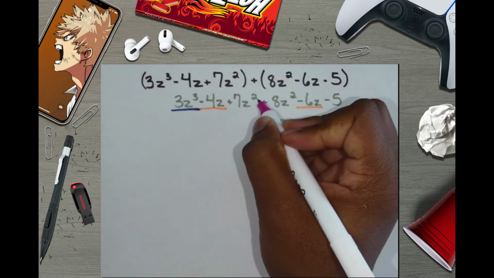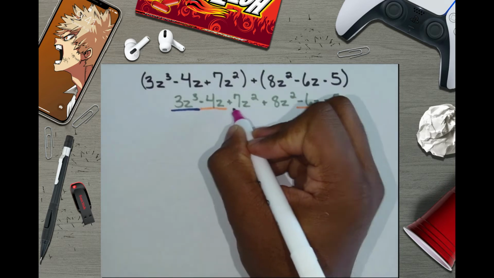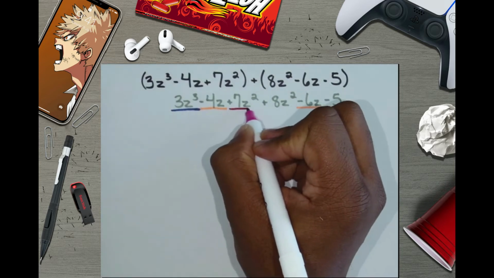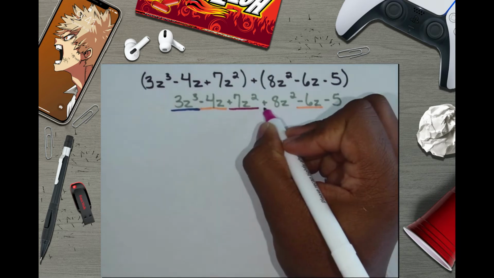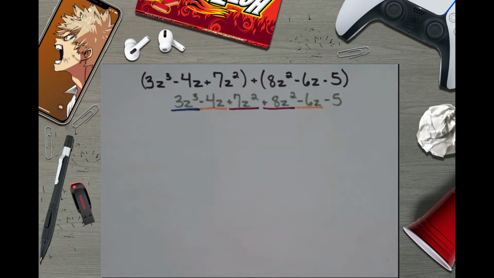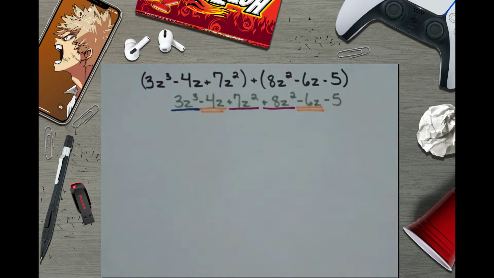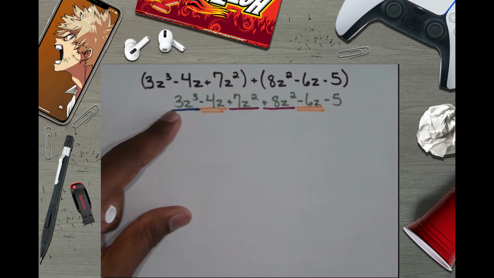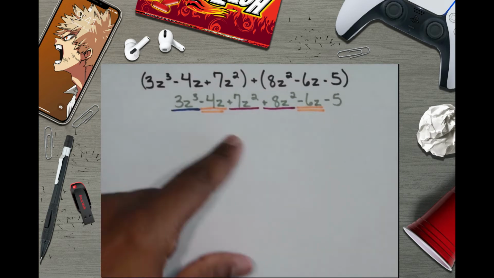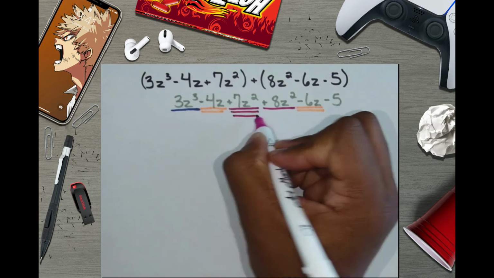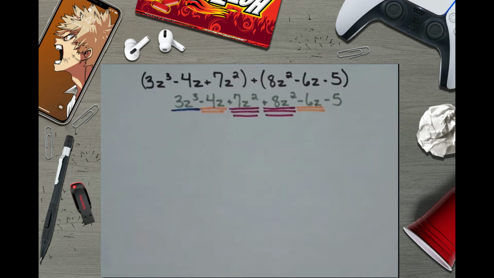This is z squared. Is there anything else that has a z squared? Actually, these two. So I'll underline my positive 7z squared and my positive 8z squared. Now, if you don't have colors to make these stick out more, this is underlined once. I'll go ahead and underline this one twice, which you can use if you're just using a regular pencil and don't have colors. So anything that's underlined once is gonna be like, anything underlined twice is gonna be like, and anything underlined 3 times is gonna be like or the same.